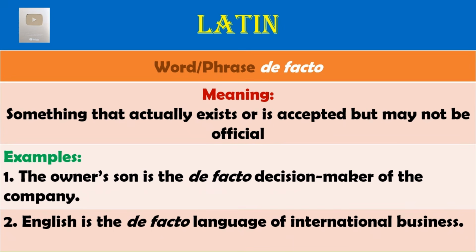Here we have de facto. Again, it's two words. It's a Latin phrase. Look at the spelling because that's very important. Most of these expressions are mainly used in writing. What it means is something that actually exists or is accepted but may not be official. De facto. Examples. The owner's son is the de facto decision maker of the company. So that is, he's doing the job, but it might not be officially accepted.